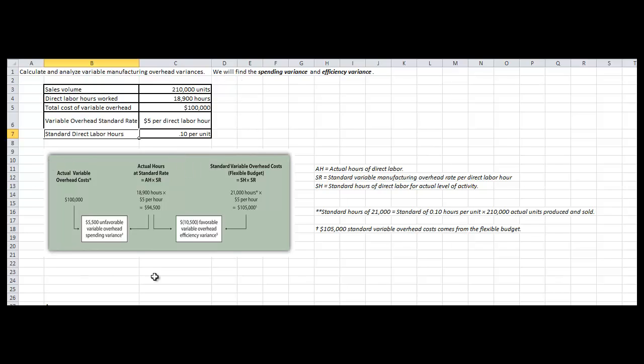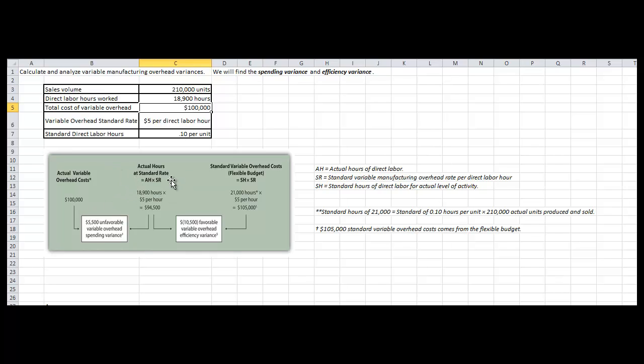So again, we have a nice little chart to describe what types of formulas we're going to need. We're going to be comparing the actual variable overhead costs with the actual hours at standard rate, and then comparing the actual hours at the standard rate with the standard variable overhead costs using the flexible budget. To find the first type of variance, the spending variance, we're going to take the actual variable overhead cost, which is this $100,000. No formula needed for that one.